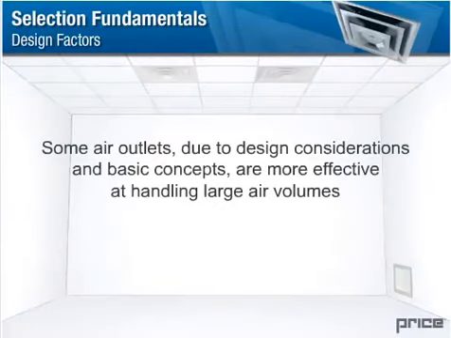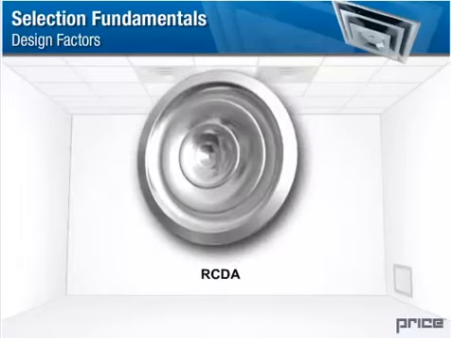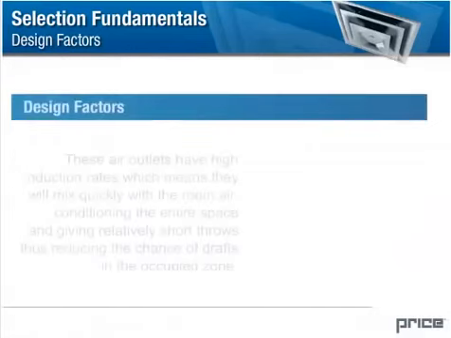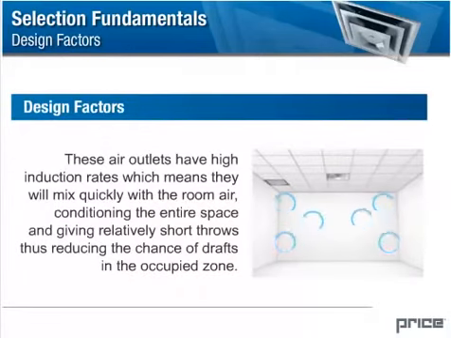Some air outlets, due to design considerations and basic concepts, are more effective at handling large air volumes. Examples of these are the RCDA, SMD, and SCD. These air outlets have high induction rates, which means that they will mix quickly with the room air, conditioning the entire space and giving relatively short throws, thus reducing the chance of drafts in the occupied zone.